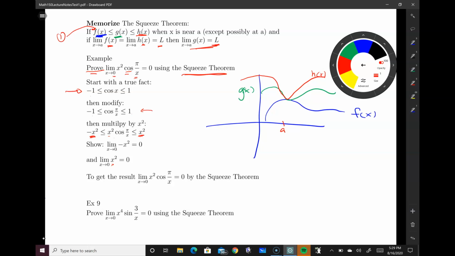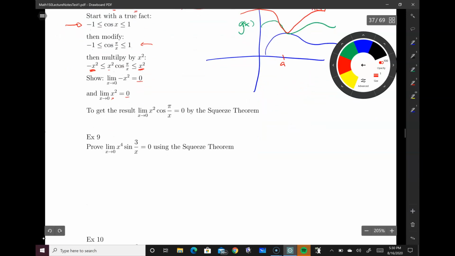Can I plug in x equals 0? I can. I do. I get 0. Can I plug in x equals 0? I can. I get 0. Since these 2 limits are 0, therefore the limit of the one in the middle is 0 by the squeeze theorem.